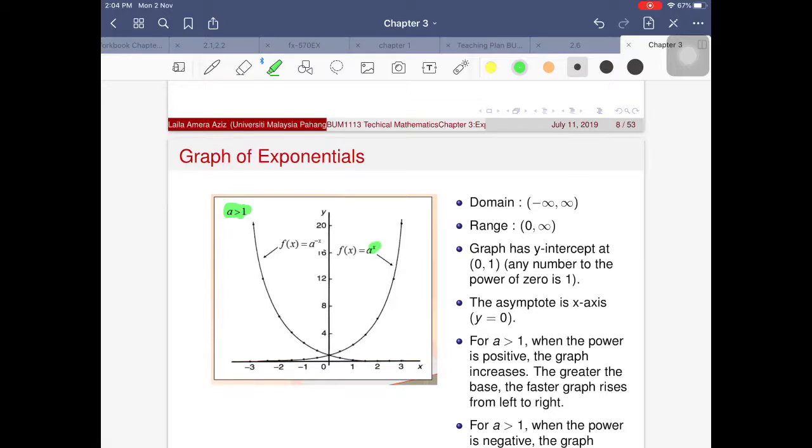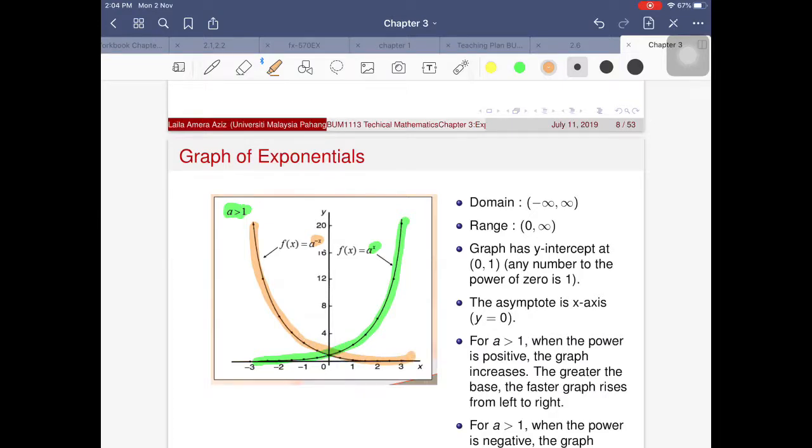and the power is a positive power. Could be x, could be 2x, could be x plus 1 and so on. Could be any value, but the main point is that the power is a positive value. So your graph will be increasing. So it's going to increase going up. And what happens if your base is raised to a negative power? So the graph will be going down.